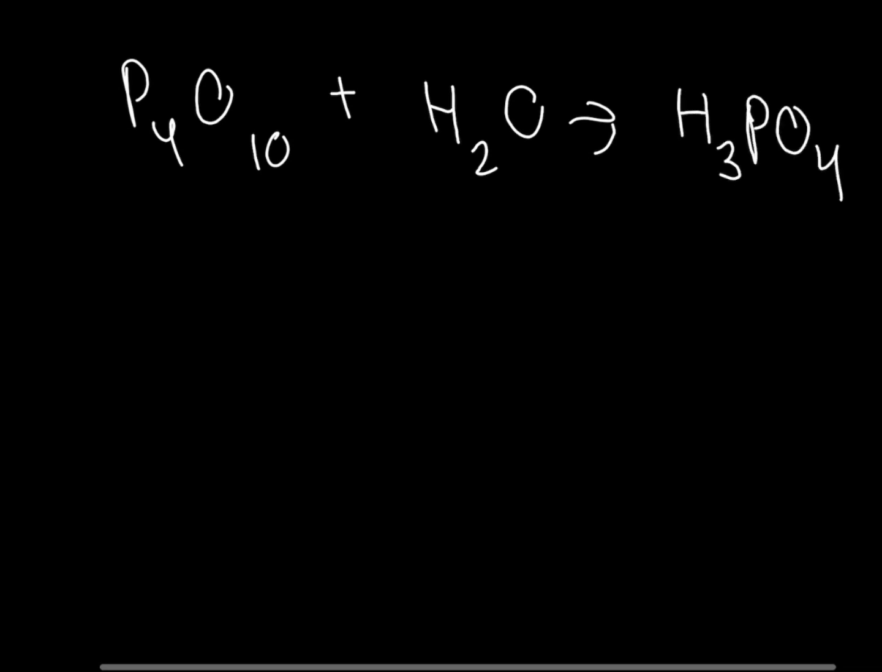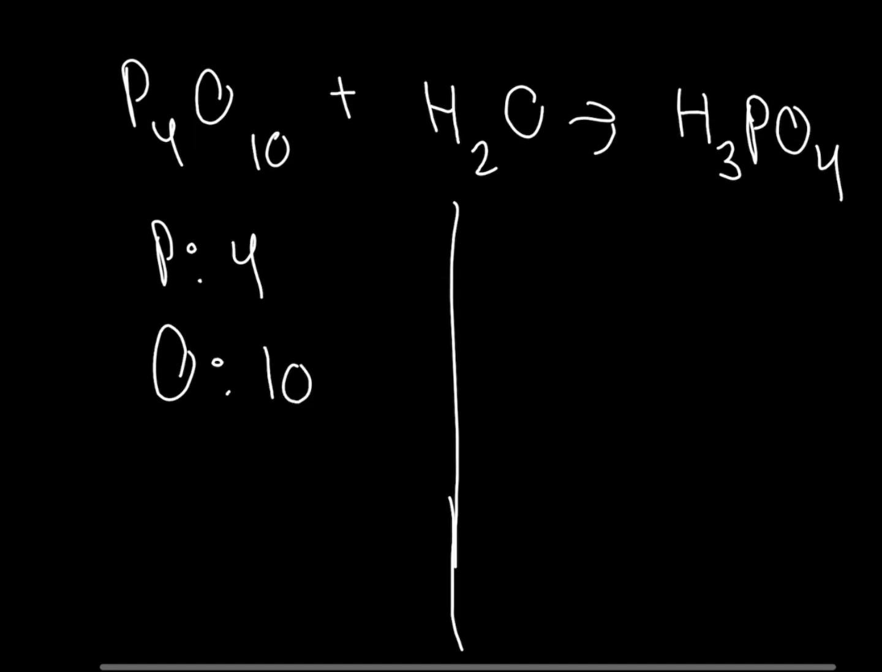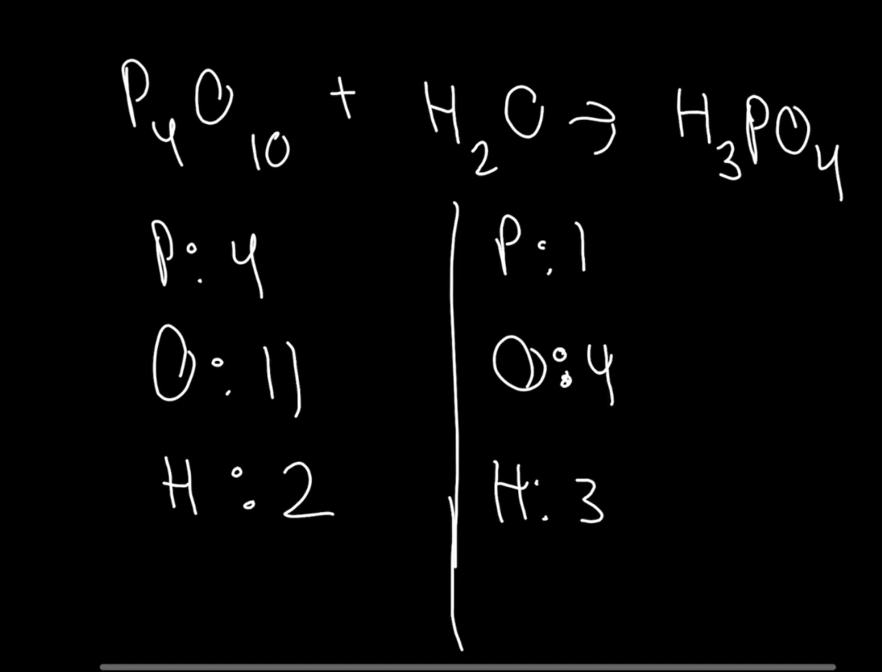This one's a bit tricky, so I'm just going to write the table once again. So 4 phosphorus atoms, 10 oxygen atoms, or 10 plus 1, my bad. Remember this one right here, so 11 actually. And then we have 2 hydrogens. And then this is going to produce 3 hydrogens, 1 phosphorus, 4 oxygens.